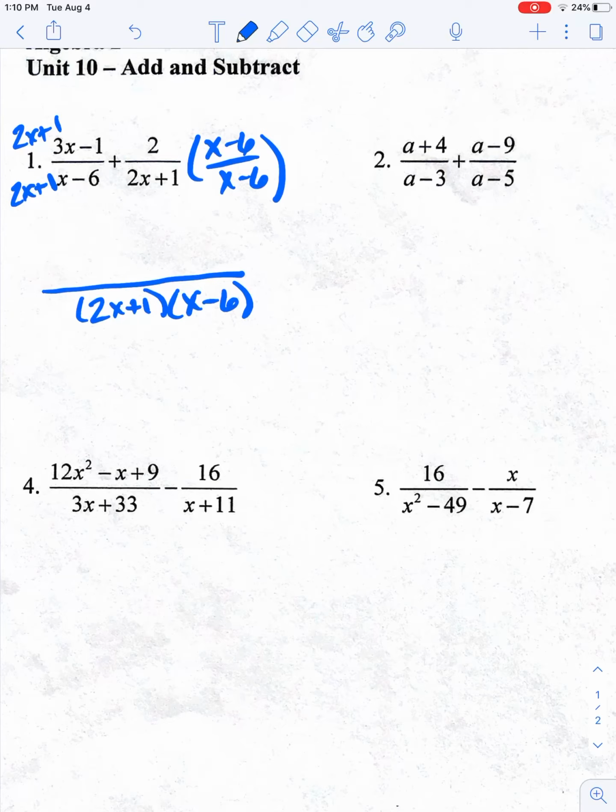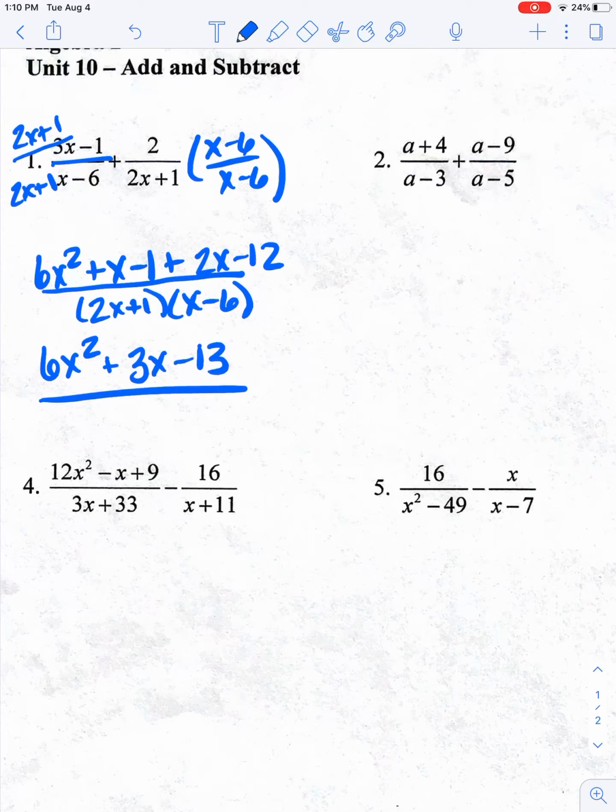The top, I'm going to multiply these two together. So that's 6x squared. Let's see, minus 2x and plus a 3x. So plus x minus 1 plus, and then distribute that to 2x minus 12. And then I'm going to combine my like terms. So 6x squared plus 3x minus 13 over 2x plus 1, x minus 6.